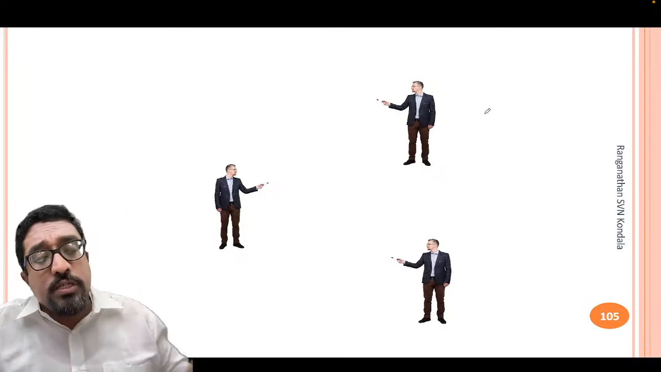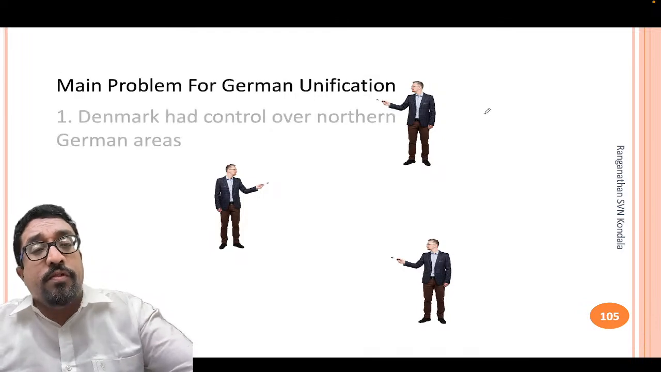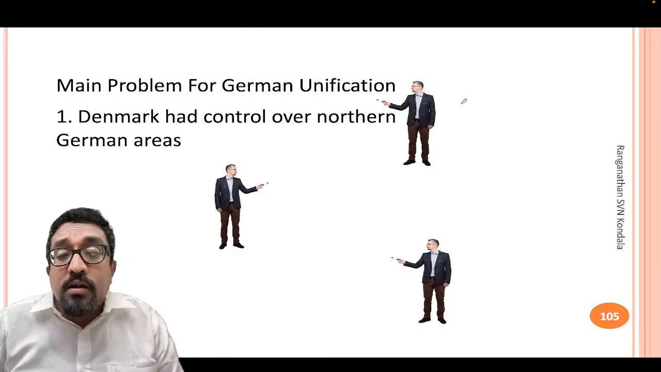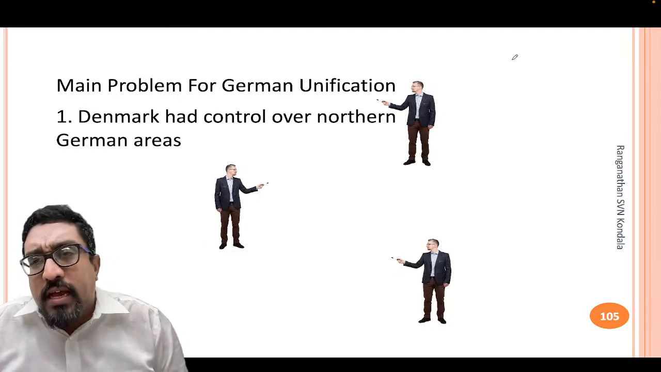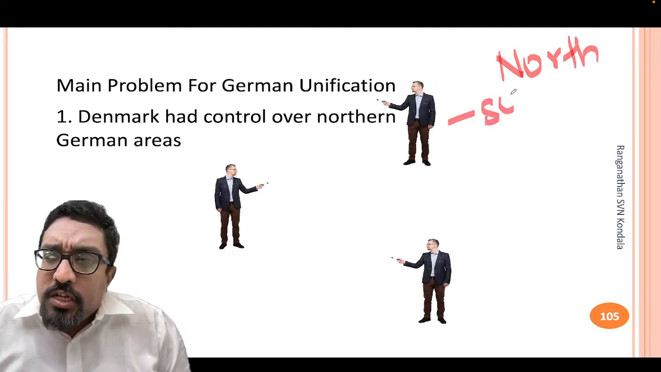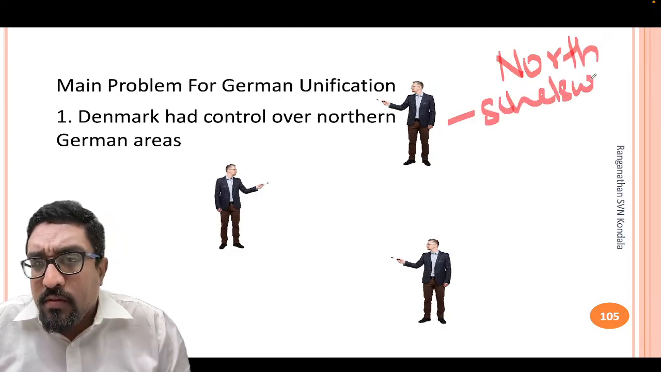Now, what was Bismarck's smart diplomacy? There were three main problems in German unification to be concluded. Ek to, number one, Denmark had control over areas in the north of Germany. This is the area which we call Schleswig Holstein.